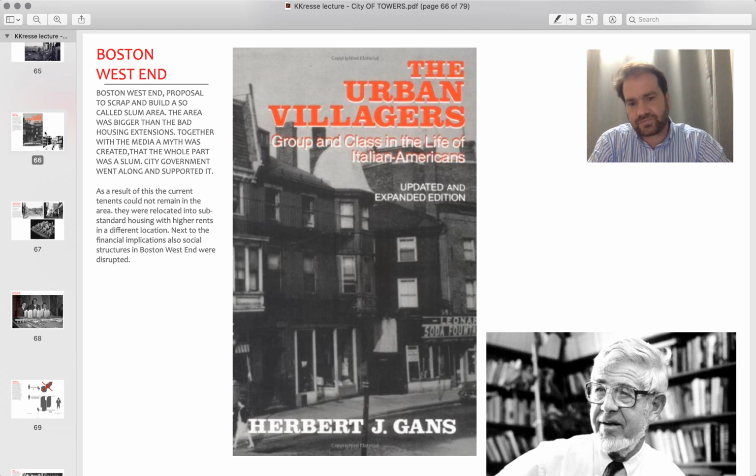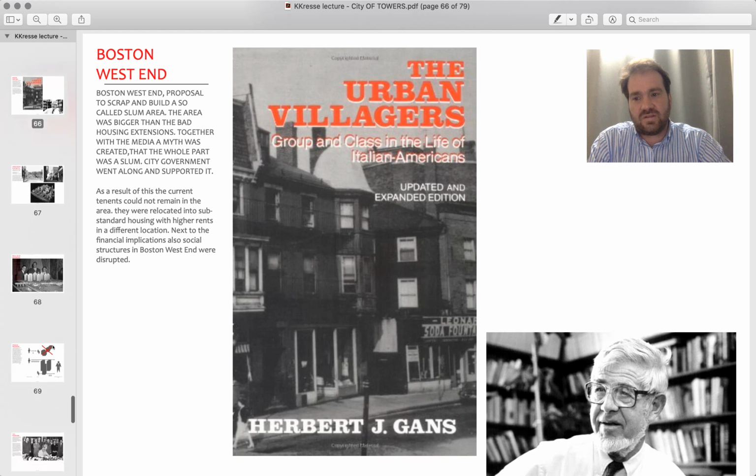A similar process happening in Boston. I included this because he's a famous figure. If you're interested in this more, you can read the book of Herbert Gans, who was studying those old villages. So he's kind of similar to Jane Jacobs, but studying other parts and other cities.